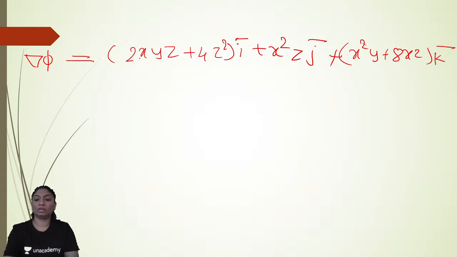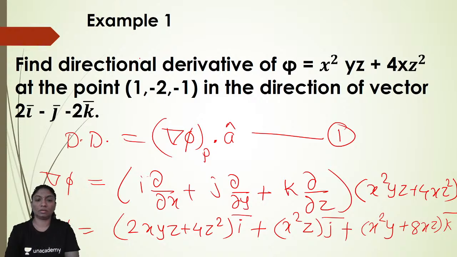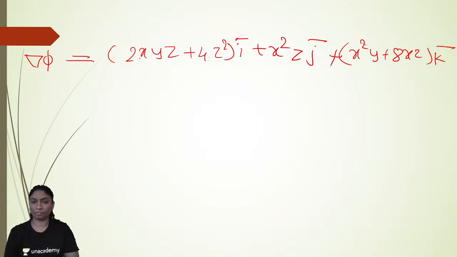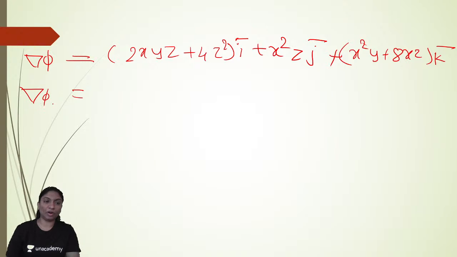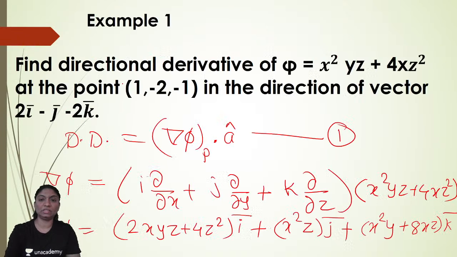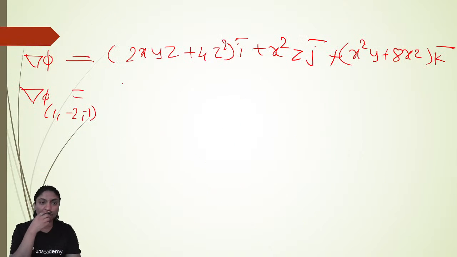2xyz plus 4z square i bar plus x square z bar plus x square y plus 8xz k bar. So del phi is equal to this. So you will get here del phi at point 1, minus 2, minus 1, put x is equal to 1, y is equal to minus 2.